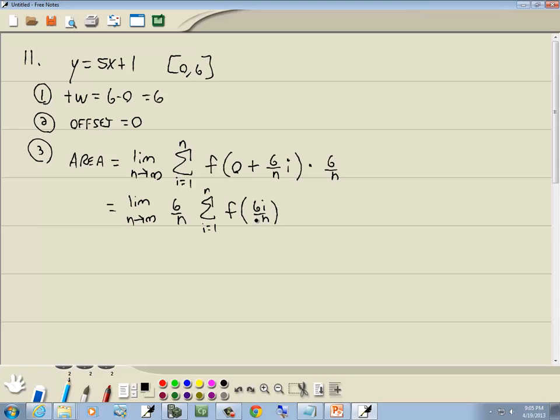Now this is evaluating a function. So we're going to plug this in for x into our function. So we'll have the limit as n goes to infinity of 6 over n, and the summation i equals 1 to n, and we're plugging in 6i over n for x. So we got 5 times 6i over n plus 1.